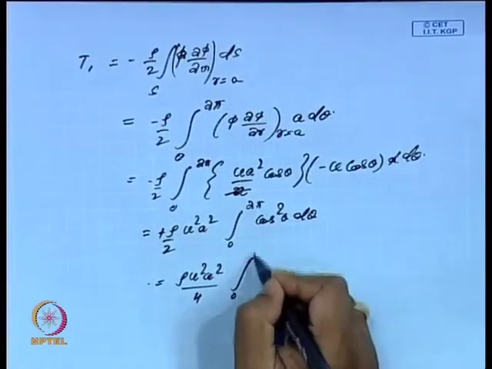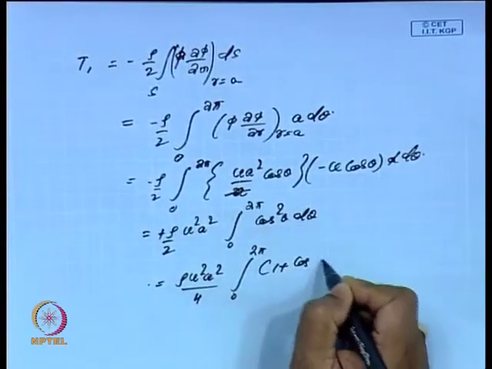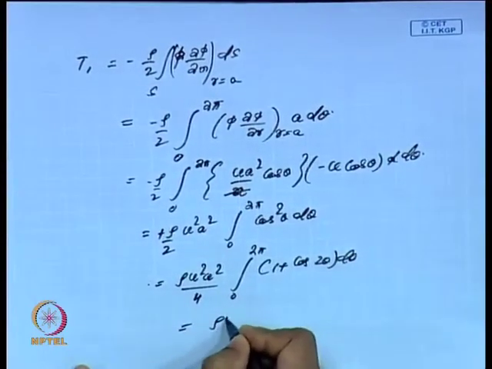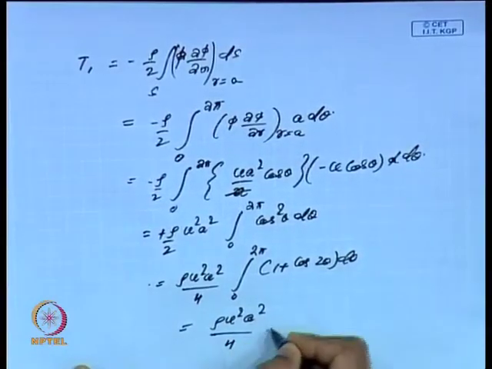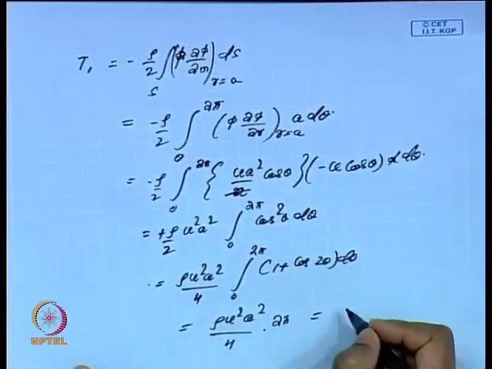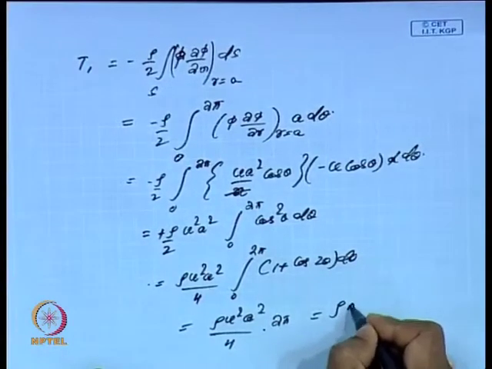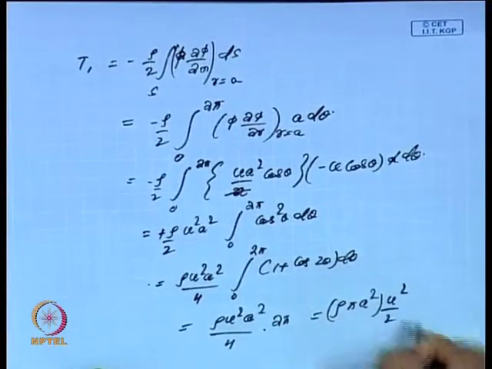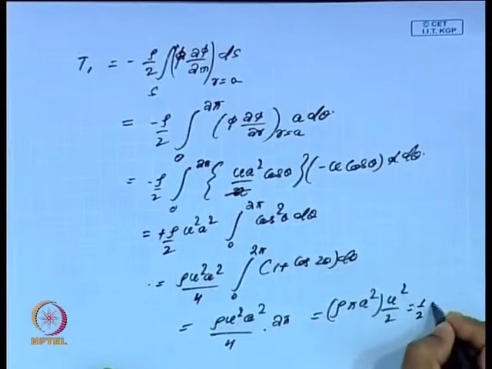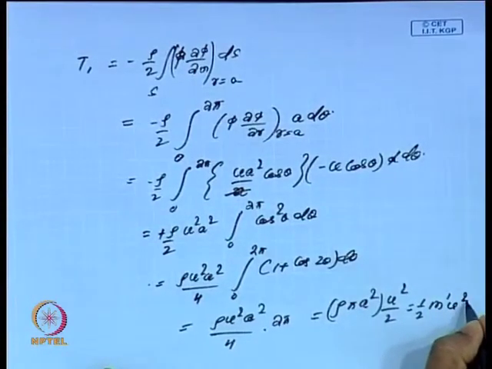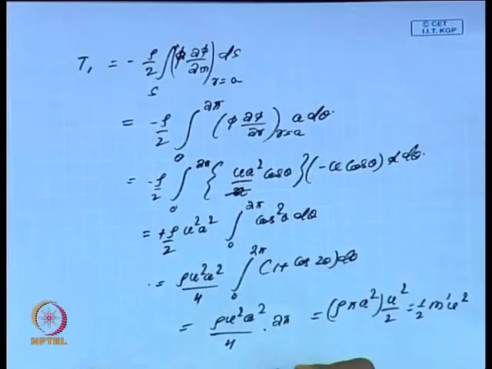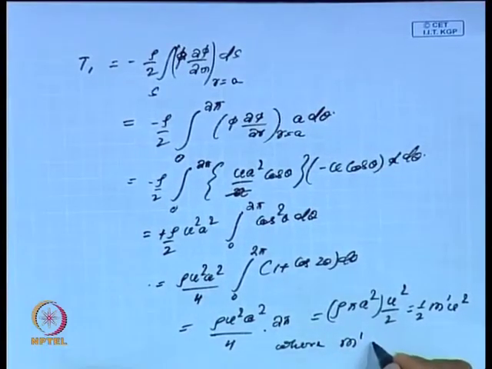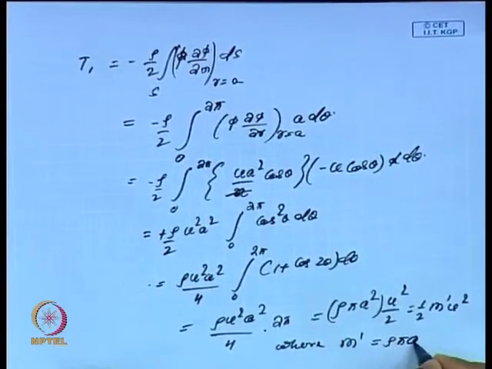If I put it 0 to 2 pi, 1 plus cos 2 theta d theta, then I will have rho u square a square by 4 into 2 pi, and that will give me rho pi a square into u square by 2, and I can call it half m prime u square. Here my m prime equals rho pi a square.